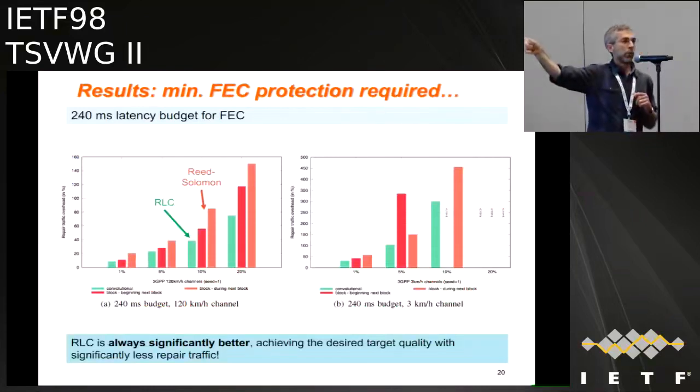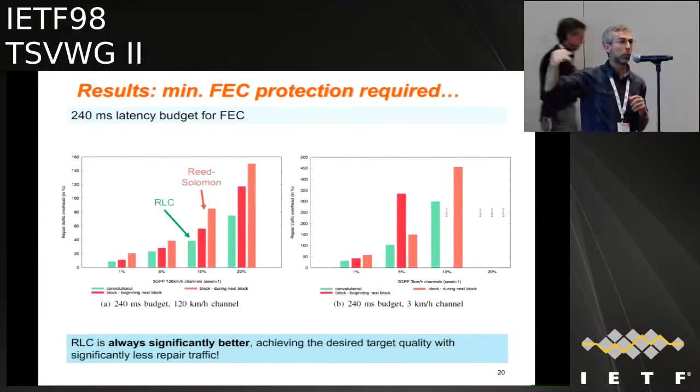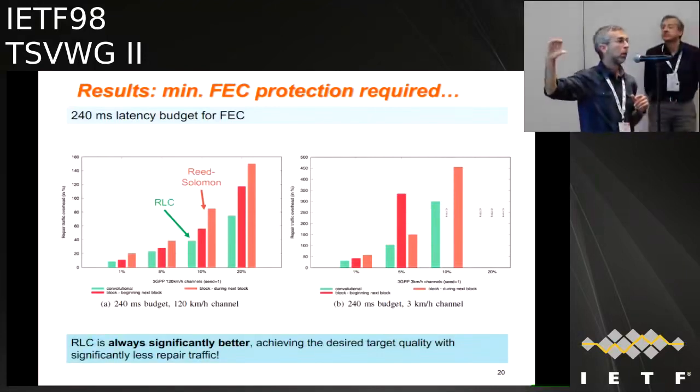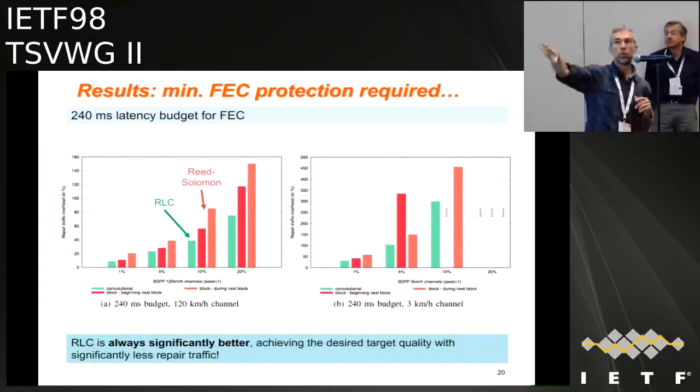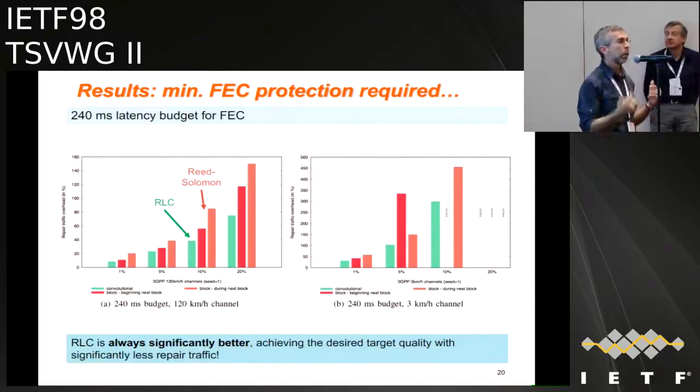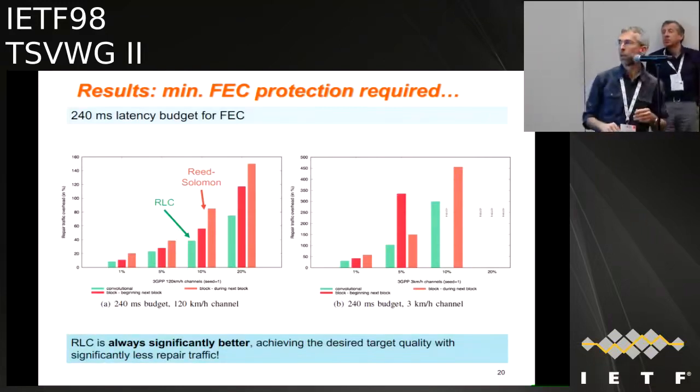Those results are for the case where we have a very small latency budget, 240 milliseconds. I don't want to go too much into details, but what is important is that the red boxes are always significantly lower than the Reed-Solomon results, which means that you can achieve the target quality with significantly less repair packets with RLC codes than you can with any type of block code. And I remember, this is an ideal block code, so you cannot do better than that.